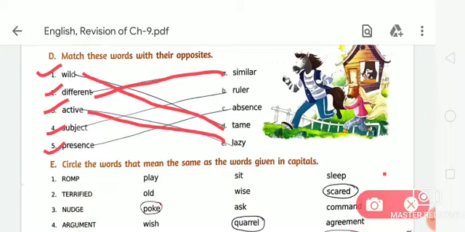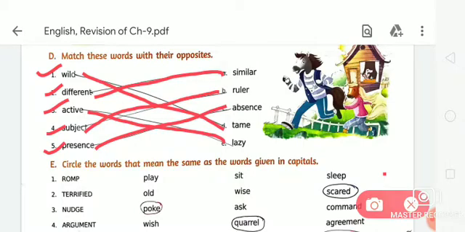Now the next, number fourth. Fourth is subject. So the opposite of subject is ruler. So we will match with B. Now the next is presence. The opposite of presence will be absence. So we will match with C.